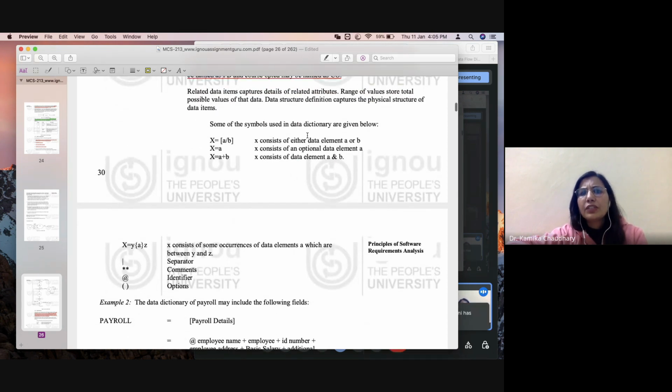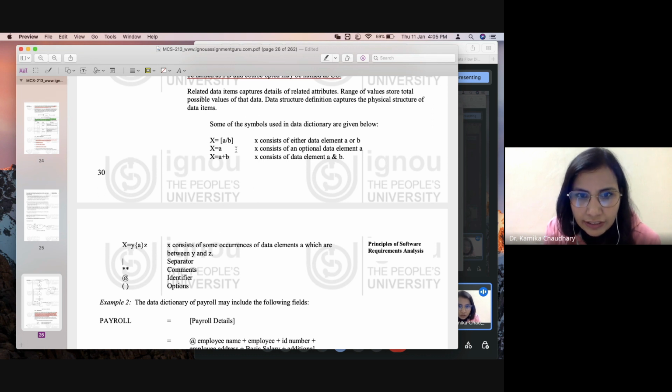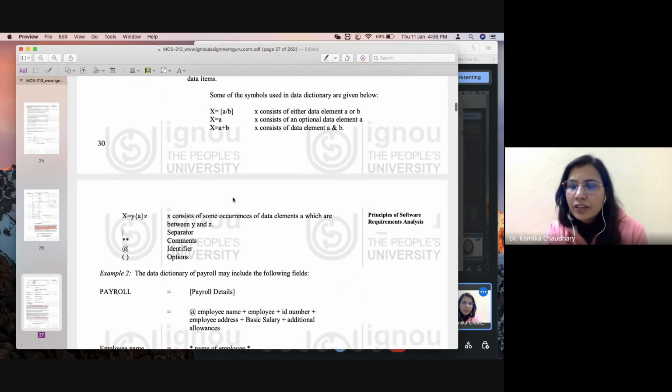These are all the symbols which are used in the data dictionary. If it is written like this, X is equal to A or B, it means X consists of either data element A or B, right? I'll use all these descriptions, and whenever I write them in my document, I will not write all this out. I'll just make use of A or B. I'll just write X is equal to A plus B. If I do not know, I'll check the dictionary for the meaning of X is equal to A plus B. The meaning of X is equal to A plus B is that X consists of the data elements A and B. The two asterisks mean I'm talking about comments. The at sign means it is an identifier. The brackets mean these are options. This is a separator. So that is the function of the data dictionary.